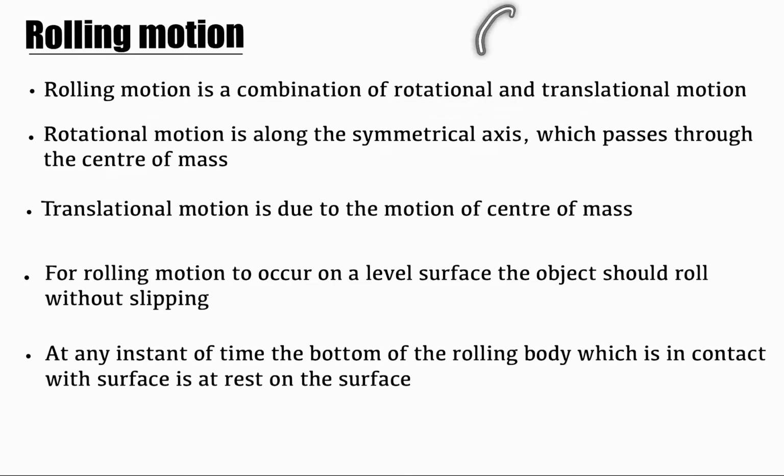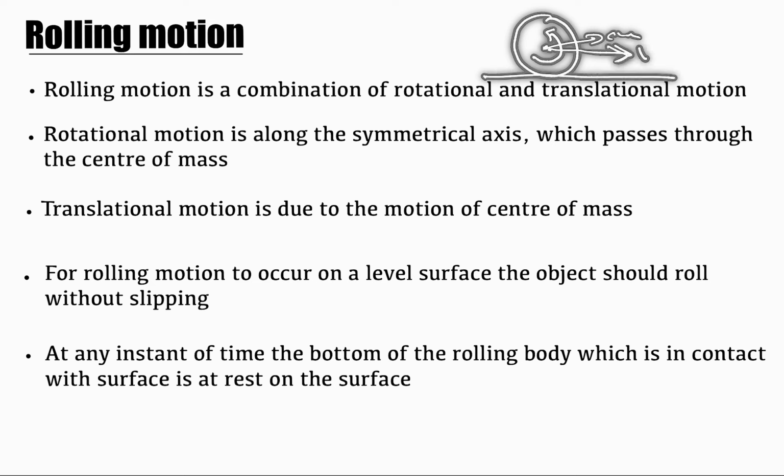So when there is an object rolling on a surface, it has both rotational motion and also translational motion. Okay, so the rotational motion is due to the object rotating about its center of mass, and there will be translational motion due to the movement of the center of mass, whose velocity is denoted here as vcm. So it will be a combination of rotational motion and translational motion.